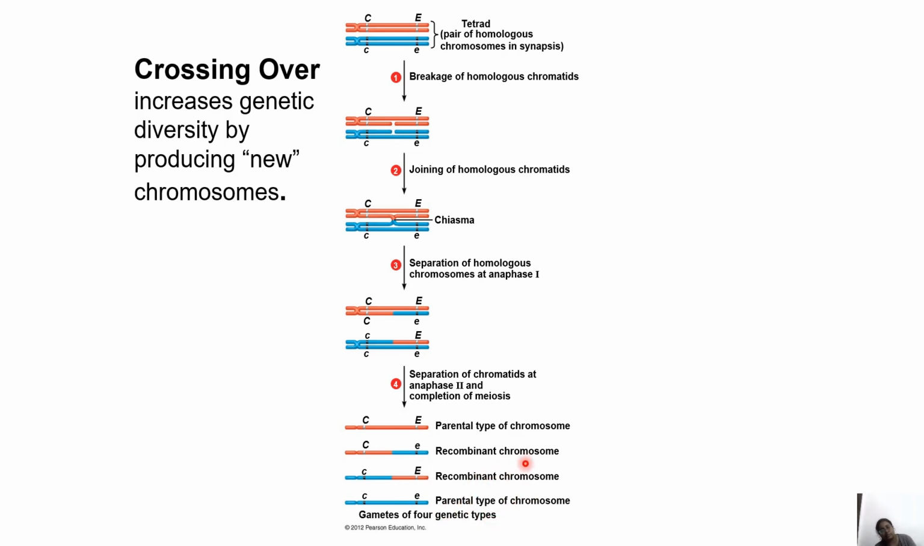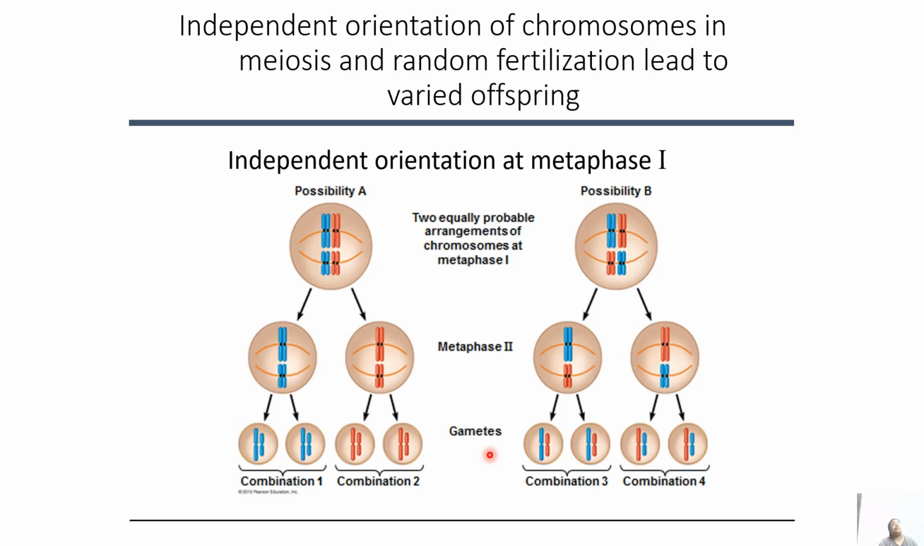types. This is a parental type of chromosome, all orange. This is a parental type of chromosome, all blue. These are the recombinant chromosomes. So independent orientation of chromosomes in meiosis and random fertilization lead to varied offspring. Okay. So independent orientation at metaphase 1, two equally probable arrangements of chromosomes in metaphase 1. Possibility A, possibility B, then metaphase 2, then gametes. This can be the combinations or this can be the combinations.